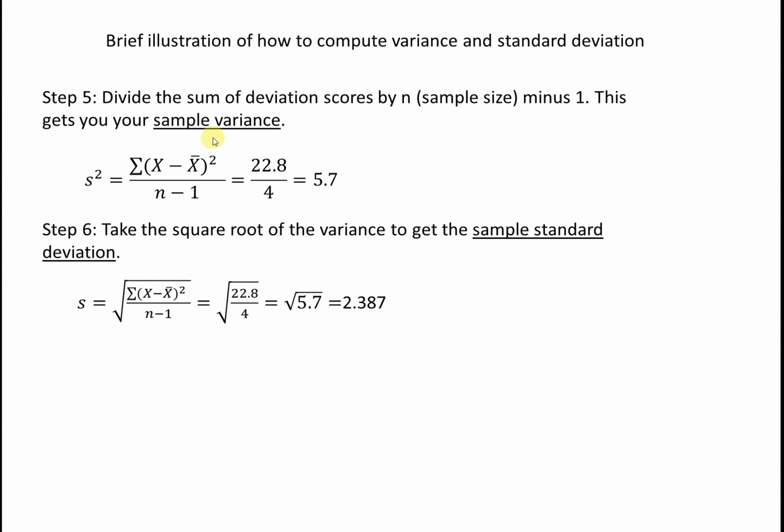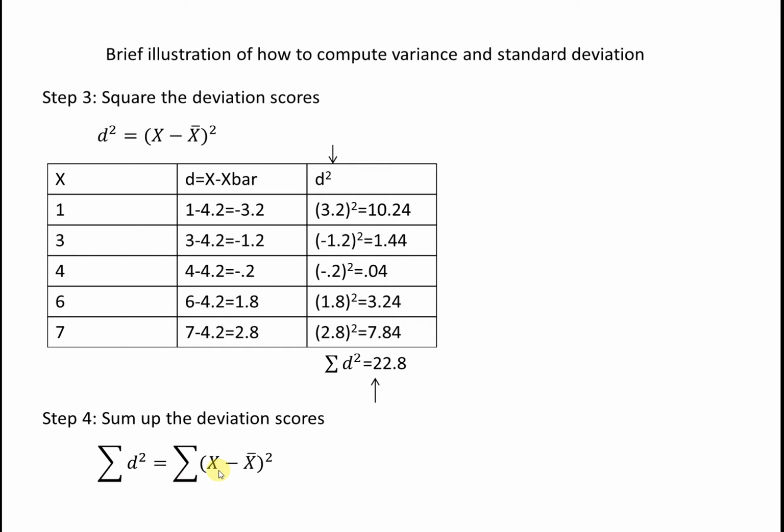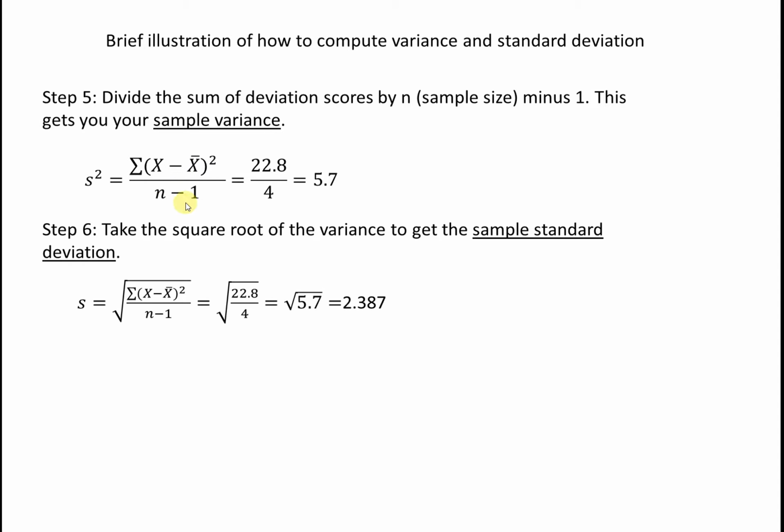Step 5 is basically divide the sum of the deviation scores, or the sum of squares, by n minus 1. So you can see we have the sum of the deviation scores, which is what we had right here, and dividing it by n minus 1. And that produces the sample variance. The sample variance is denoted as s squared, or little s squared. So the sample variance for our distribution is 5.7.